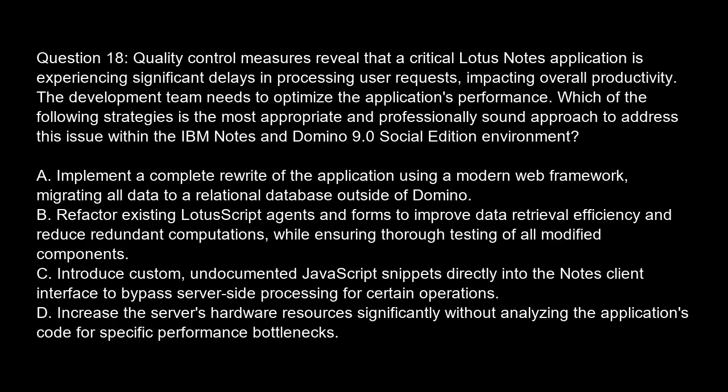Option A. Implement a complete rewrite of the application using a modern web framework, migrating all data to a relational database outside of Domino. Option B. Refactor existing Lotus script agents and forms to improve data retrieval efficiency and reduce redundant computations, while ensuring thorough testing of all modified components. Option C. Introduce custom, undocumented JavaScript snippets directly into the Notes client interface to bypass server-side processing for certain operations. Option D. Increase the server's hardware resources significantly without analyzing the application's code for specific performance bottlenecks.